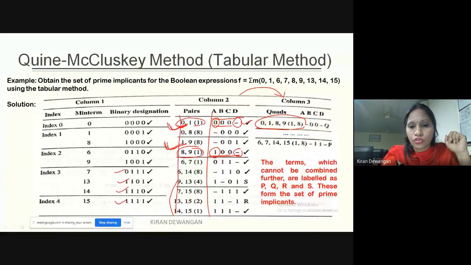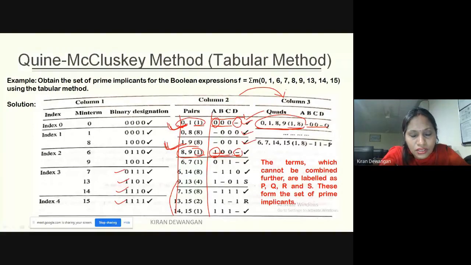And what are the positions where the dash is coming? Here it is coming at 1, and the next dash position is 8. So 1 and 8 are the dash positions. So it is designated as dash 00 dash. So here we are getting one quad, our first quad. This is my dash position and this is our first quad. ठीक है?